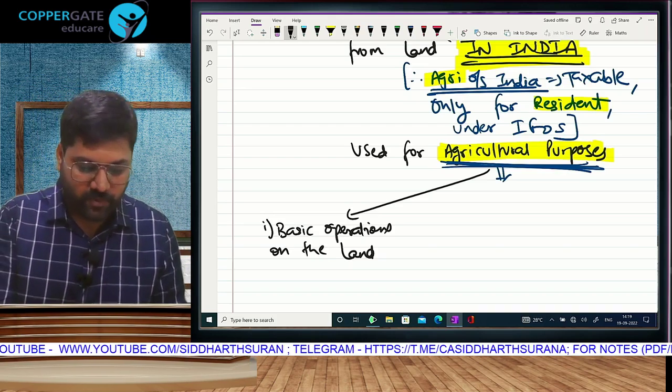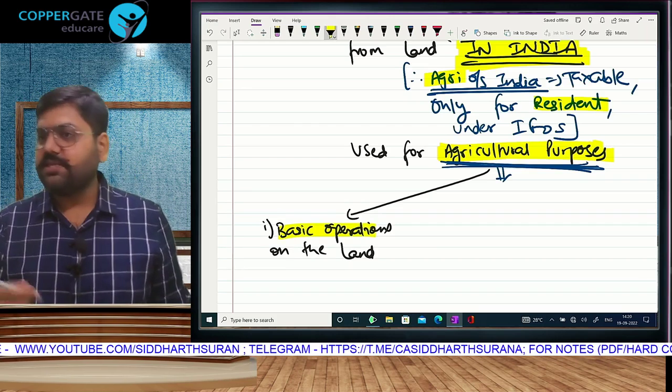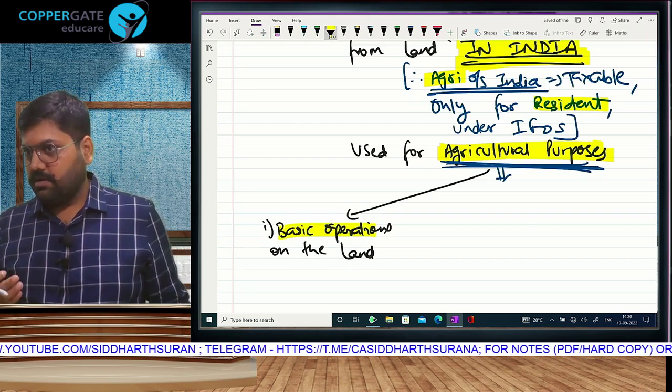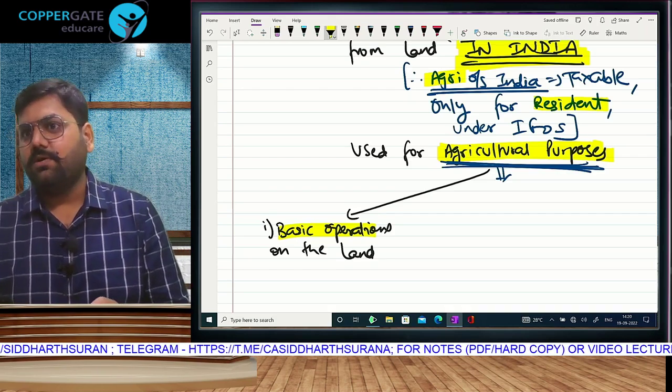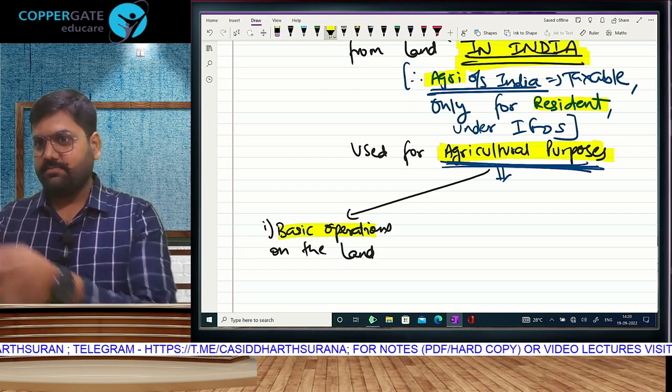Any person who has performed those basic operations, understood with examples? Cutting, plowing, sowing the seeds. Whether you do it with a tractor or with a bullock cart, that doesn't matter.